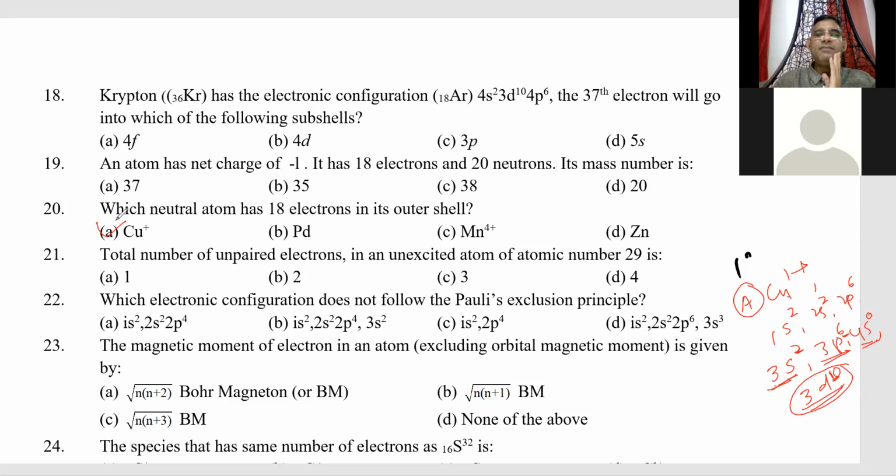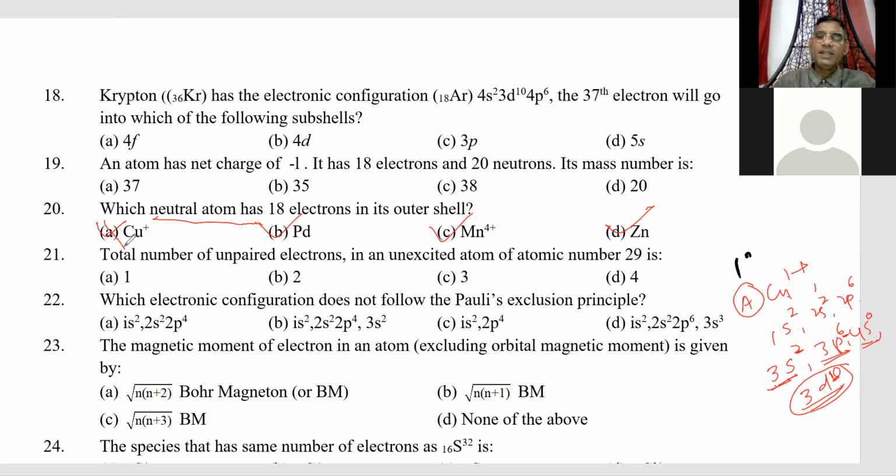Here in the valence shell, how many electrons do we need to check? Oh, sorry. Cu1 plus is not the answer because they have said neutral atom. And Cu1 plus is not a neutral atom, it is 1 plus.